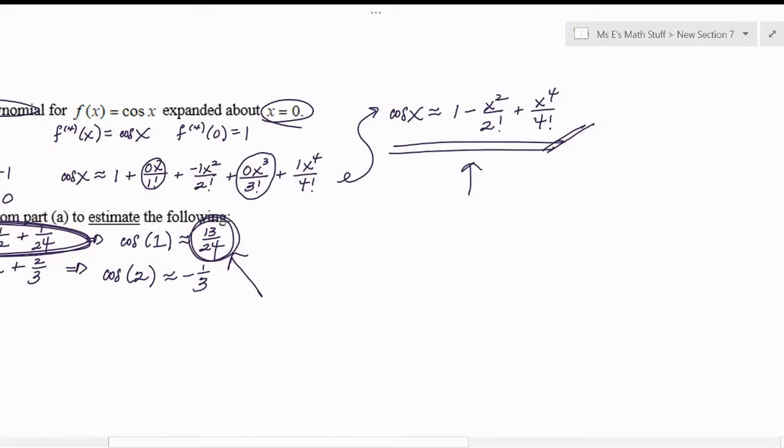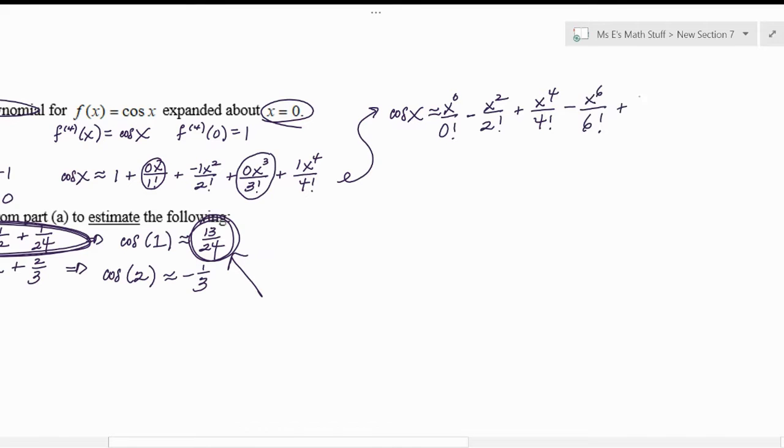So let's go back up here. What do you think the next term would have been if they asked for a higher degree than 4? Notice there's a pattern happening, right? I could even be extra nerdy and swap that 1 out for x to the 0 over 0 factorial. And notice that cosine has all even powers and all even factorials. And the signs alternate between negative and positive. So I would say the next term would have been x to the 6th over 6 factorial.